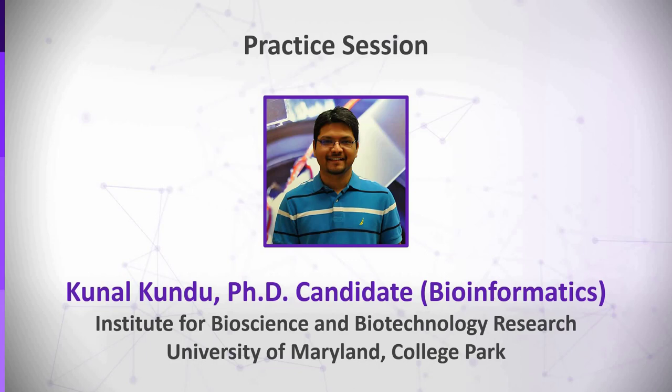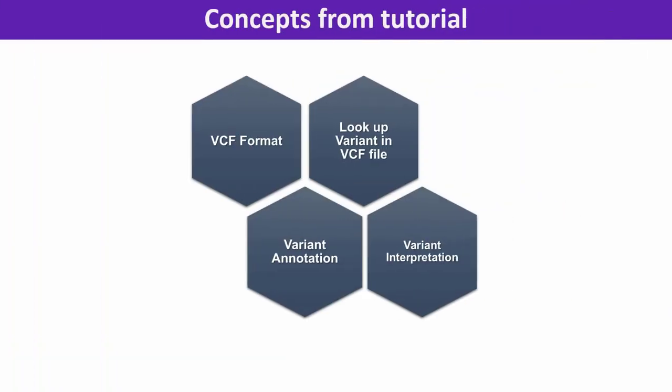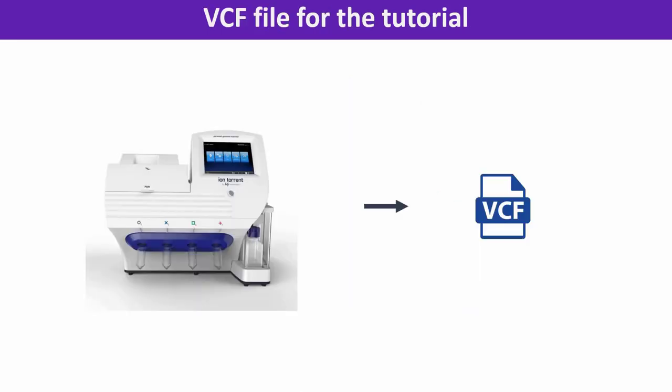In this tutorial, we will learn to look up variants in VCF files and further annotate the variants with genomic region, allele frequency in population, mutation type, predicted impact, and association with genetic diseases. This is one of the primary steps towards variant interpretation. For this tutorial, we will analyze a dummy VCF file generated from Ion Torrent sequencing data. Let's open the VCF file and analyze the format.